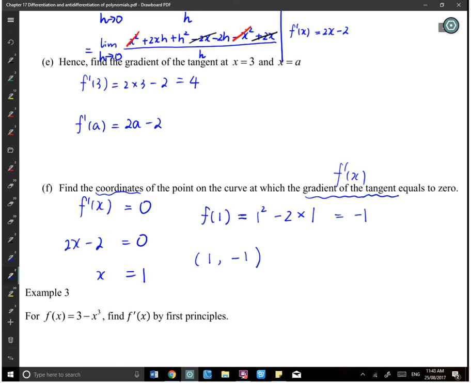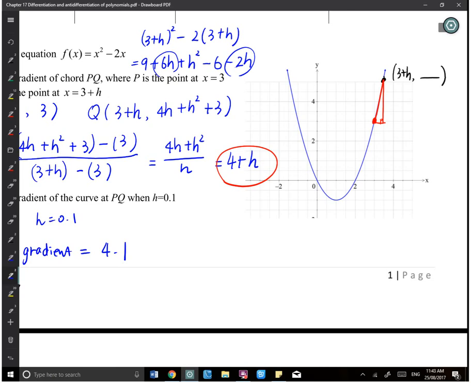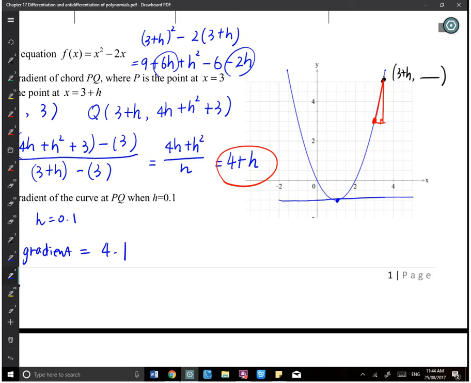Go back to the graph above. Where is (1, negative 1)? It's the turning point. You have to think about why the gradient of the tangent is 0. The tangent is a straight line, just a horizontal straight line, so the gradient must be 0 for that line. That's the turning point.